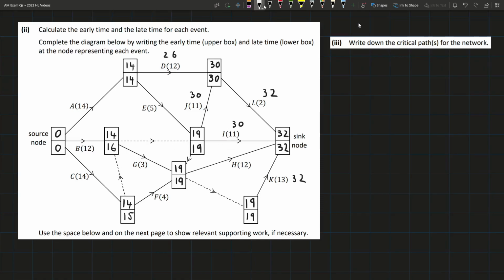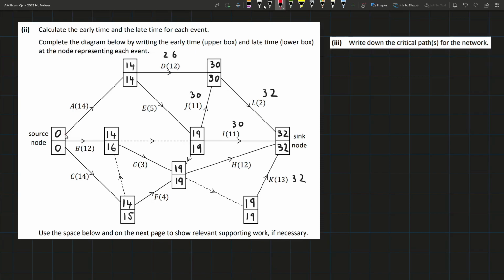Part 3 asks us to write down the critical paths, and remember the critical path is basically a path that has to be done with everything, one thing straight after the other. There can't be any delays whatsoever. So one way of seeing that easily on the diagram is when the two numbers are the same, because it means that the late time is the early time, we can't delay it by any time.